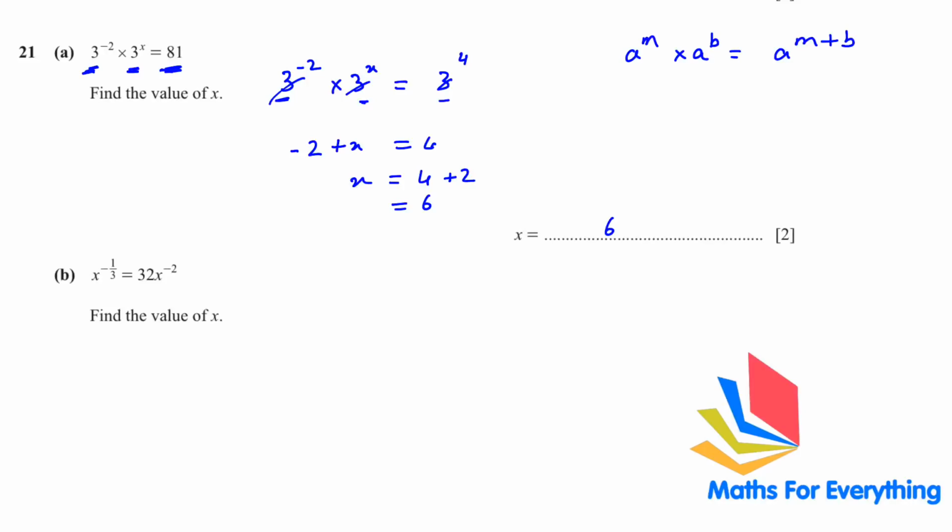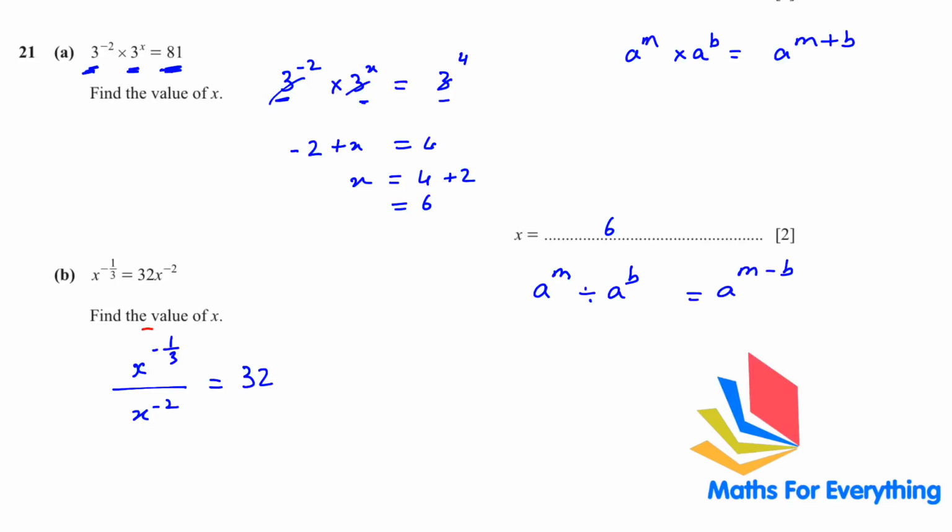Part B. X to the power of negative 1 over 3 is equal to 32 x to the power of negative 2. We will move the x to the power of negative 2 to the other side. It's a multiply, so when you move to the other side, it's going to be a divide. This is equal to 32. For this one, we are going to use the second rule of indices. If you divide, then you subtract the powers.